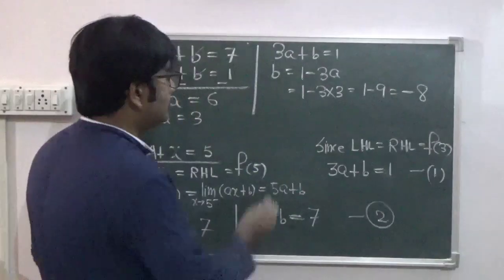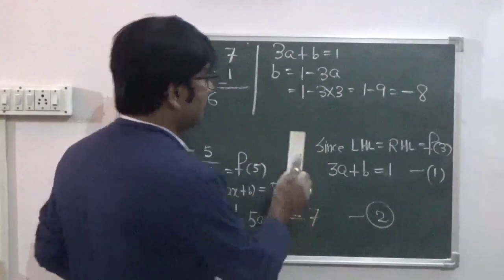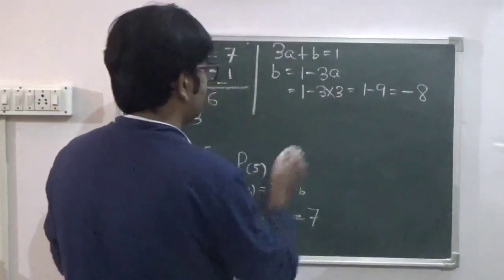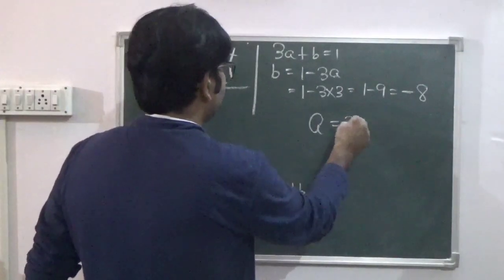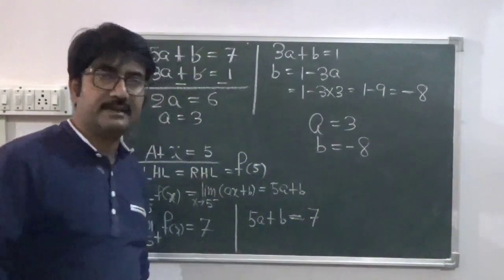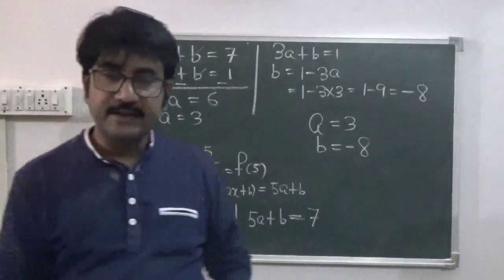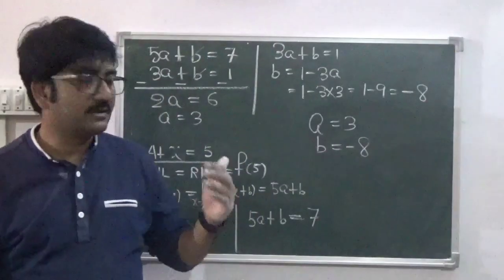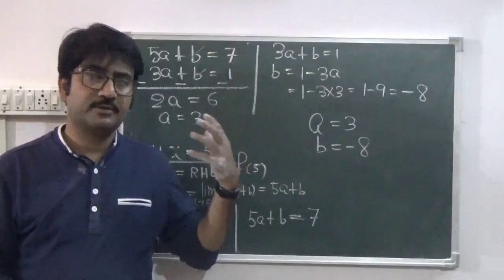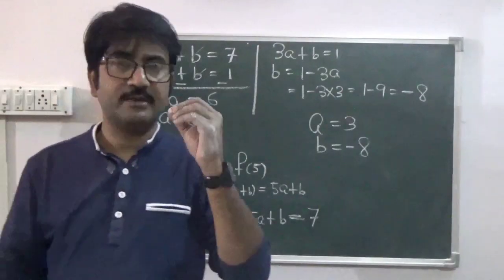a equals 3 and b equals minus 8. So therefore we have finally a equals to 3 and b equals to minus 8. I hope you are getting all this, how to solve the problems based on continuity of a function, and this is the procedure that we will be following in solving each and every question.